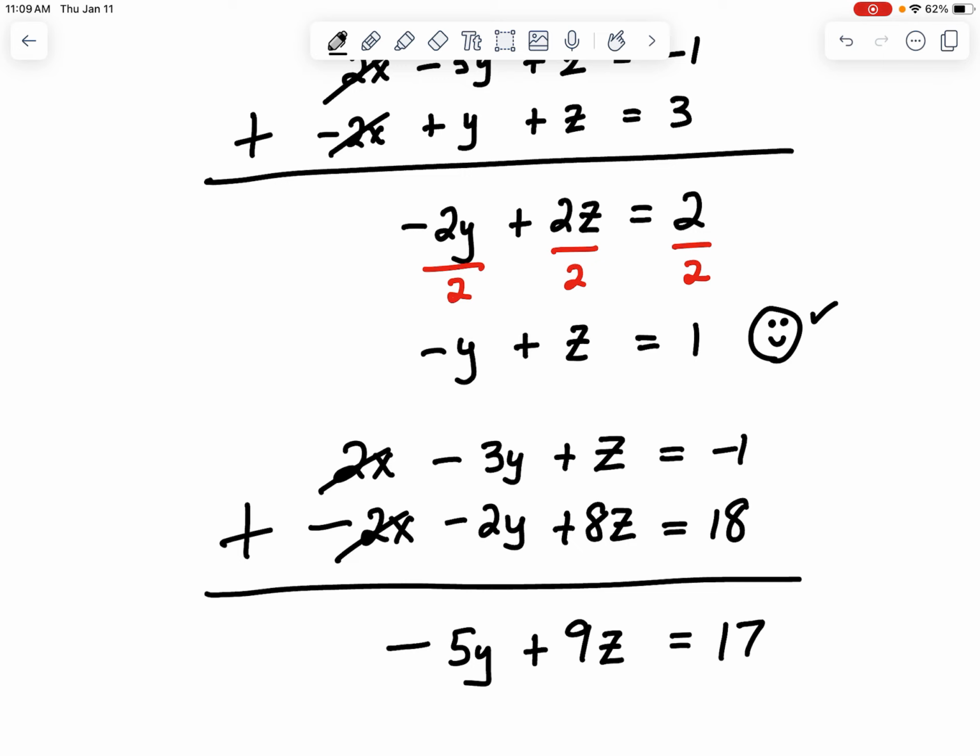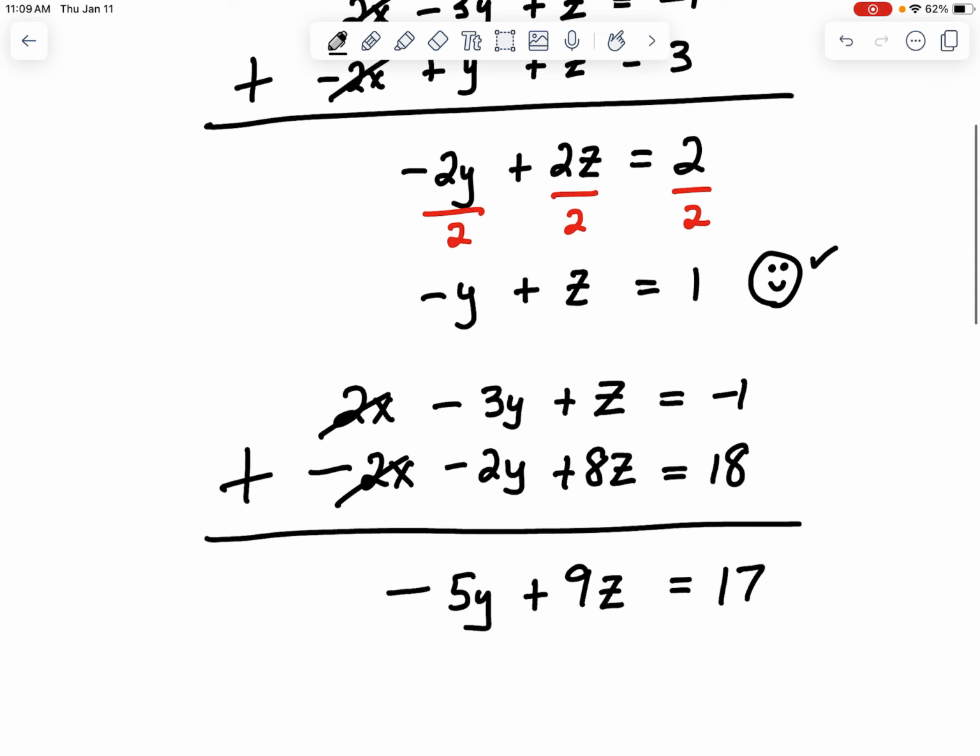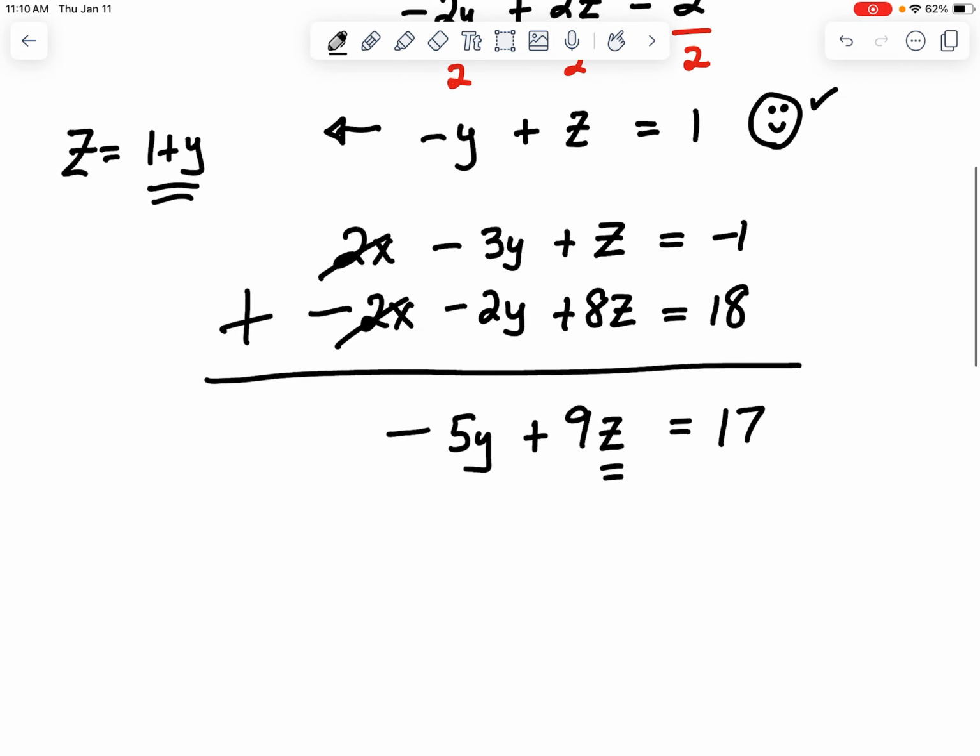And with this one, I can't really reduce it, so I'll just leave it. So I now have two equations that have y and z, so then I could use substitution or elimination with those two to solve for y and z. Or in other words, we're almost done. So with this equation, it would be easy to solve for z. All I need to do is add y to both sides, so that would be 1 plus y. And then that can be substituted for the z in the other equation.